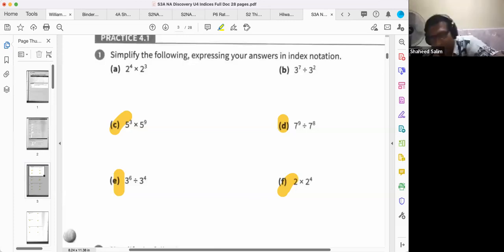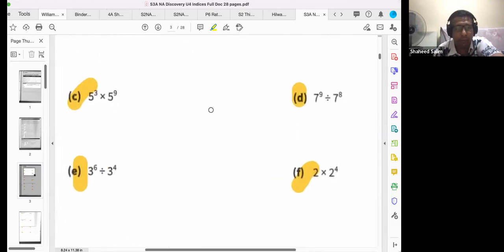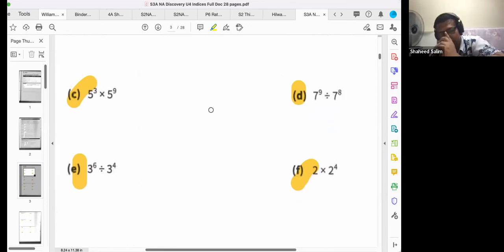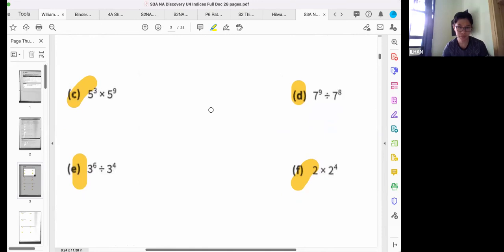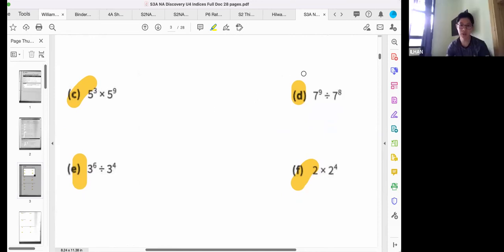Okay, we start. This is really going to clean up the most basic part of algebra. We try here. You don't need to do working for the first few. You can just tell me straight. For number C, what's your answer? C is 5^11. Okay, D. D is 7^1.